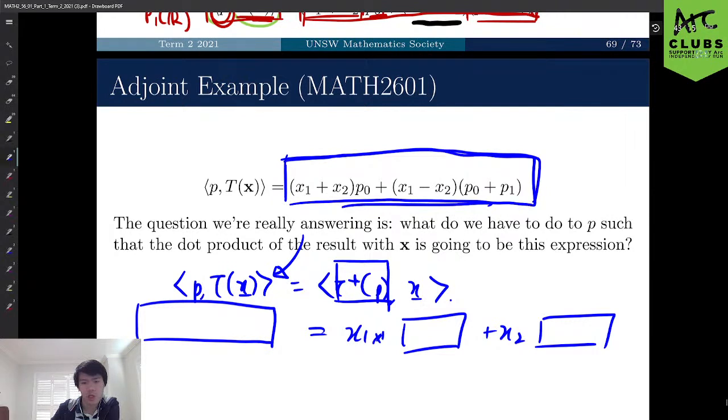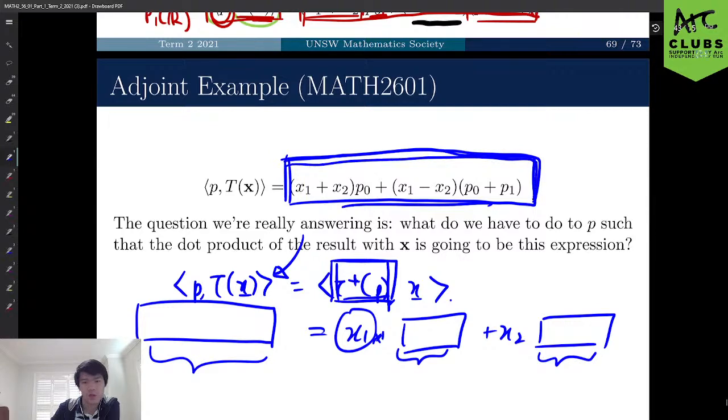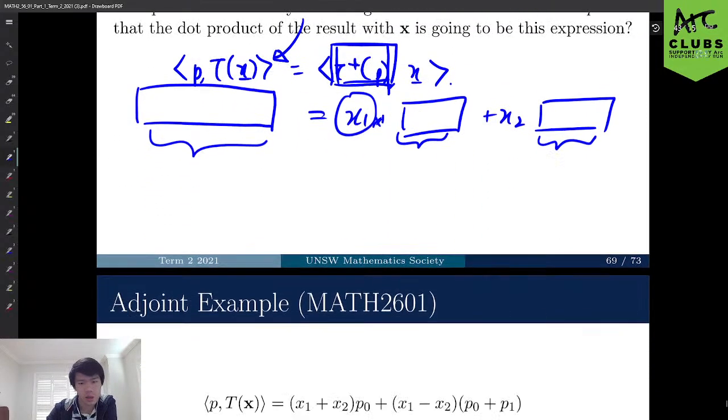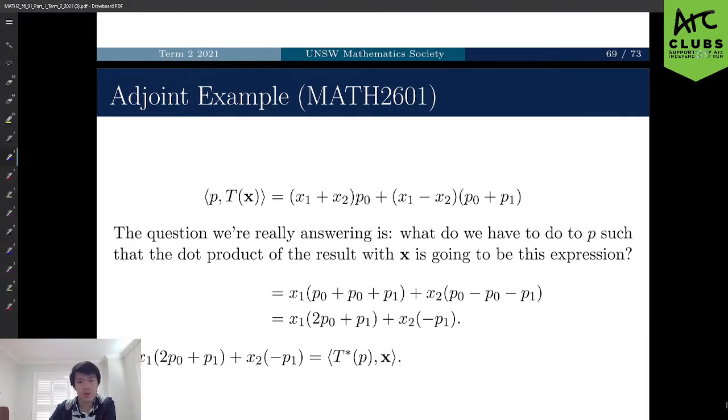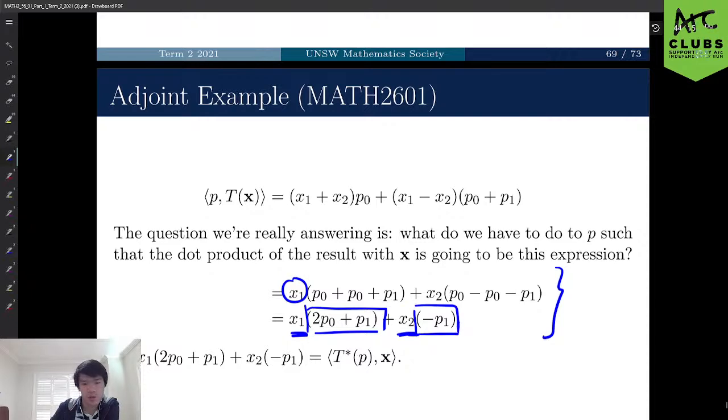And the question we're asking is, what do we have to do? So what is the adjoint going to be if it's dot product with x, so x1 times something, plus x2 times something else, is going to be equal to this. So what we'll do with this expression is we'll separate the x1s from the x2s. So let's do that. And we expand it out. So because of time, we'll just skip through this, but basically we just get x1 times this thing, just collect all the terms with x1, then collect all the terms with x2.